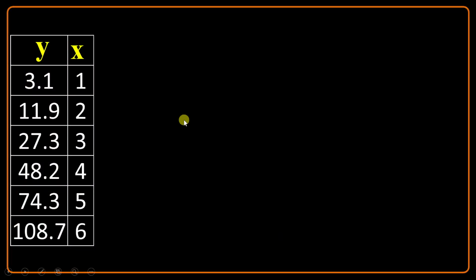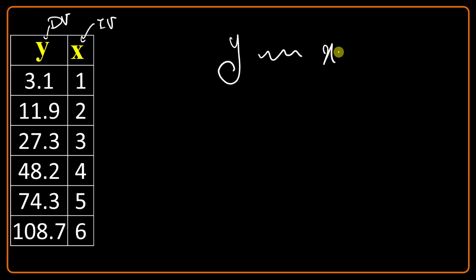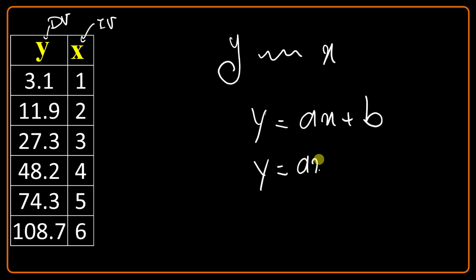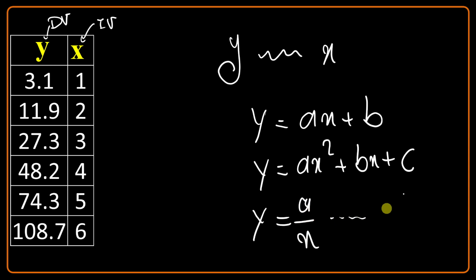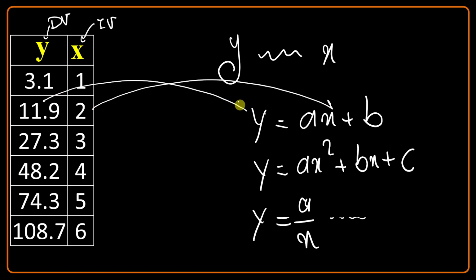I do an experiment and I get a set of data like that. X is my independent variable and Y is my dependent variable. I'm gonna have a mathematical relation between Y and X. I'm gonna guess that relation. It could be ax plus b. It could be ax squared plus bx plus c. It could be also maybe a over x and so forth. Thousands of options. I can check one by one the values here and find the best relation.